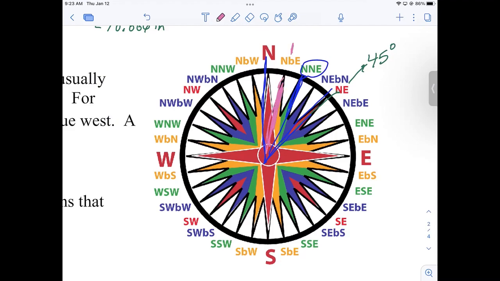you would be traveling NBE, which B is short for what? It's short for a 2-letter word. By. North by east. North by east. Okay? Do we have a south by southwest? No, that's not on here. South by southwest. That would be like in between here, south by west and south southwest.